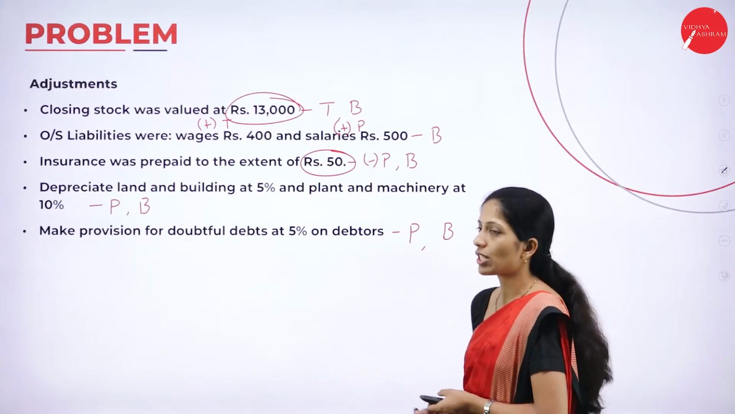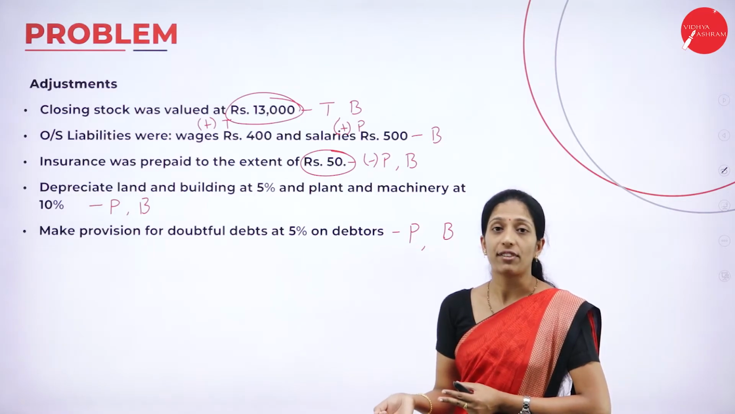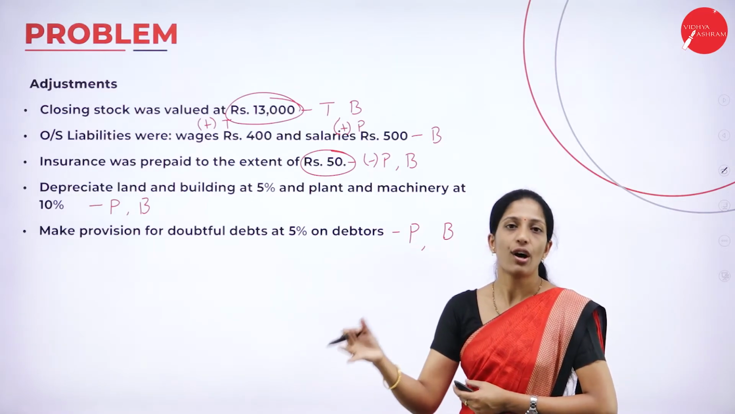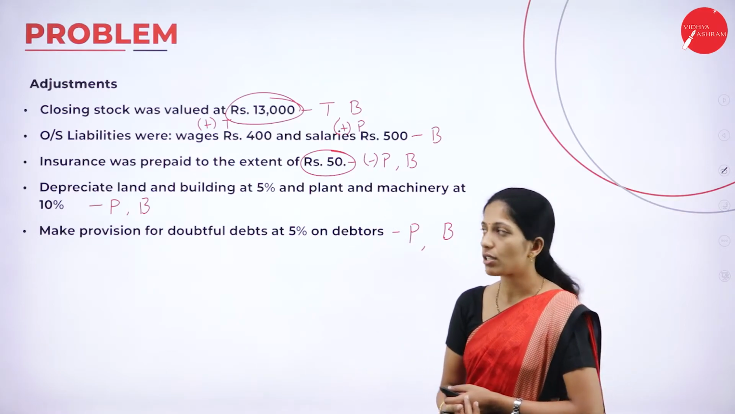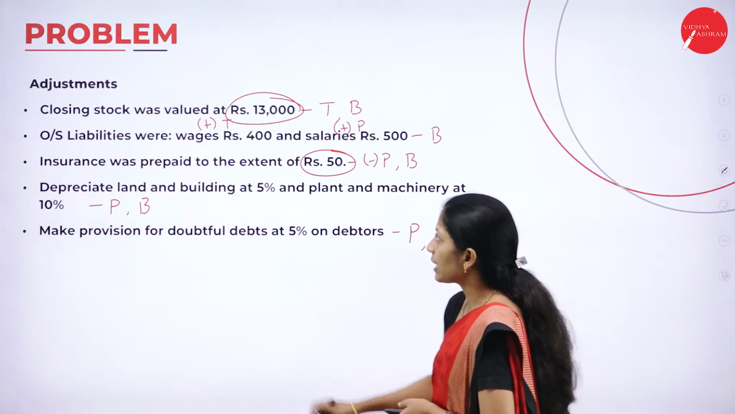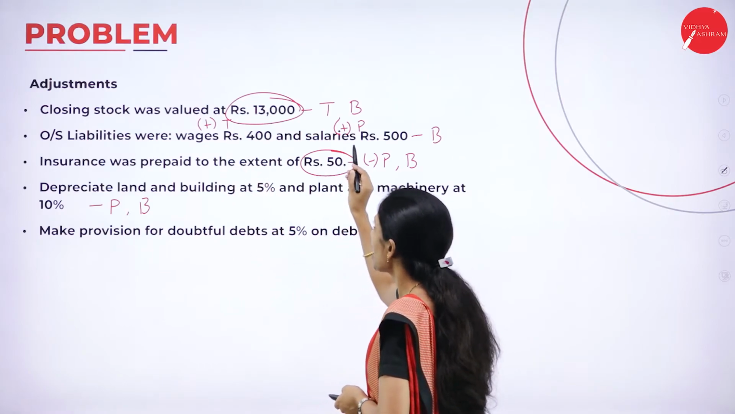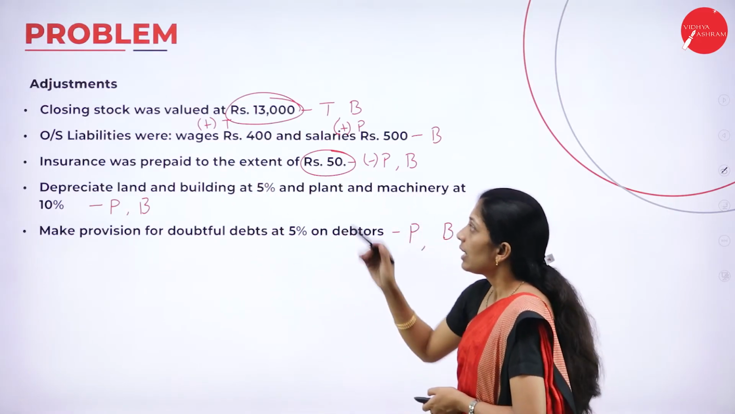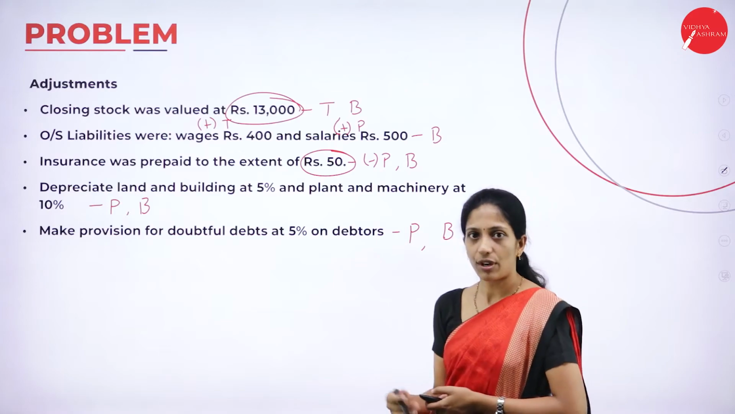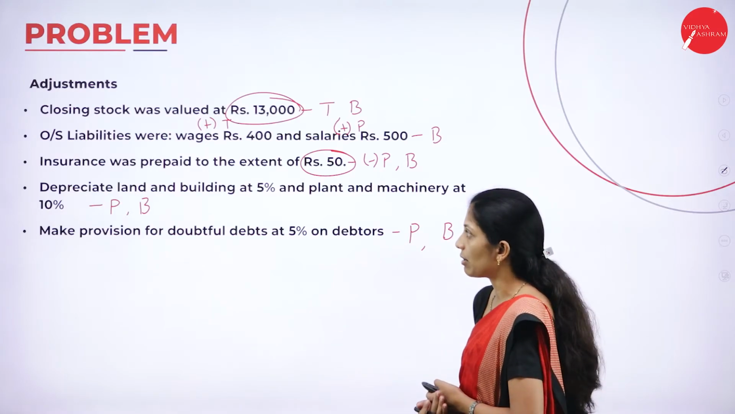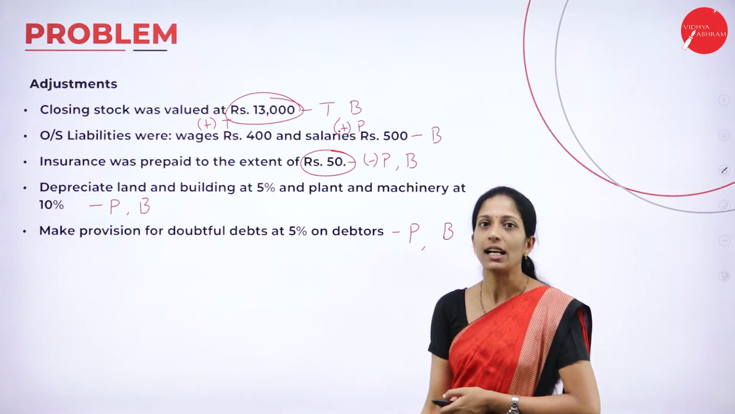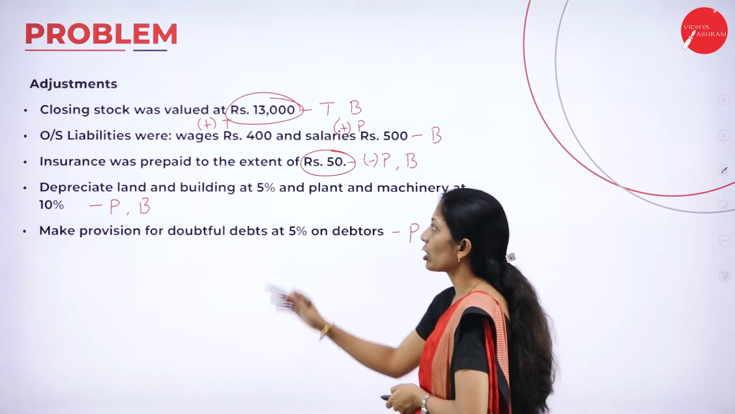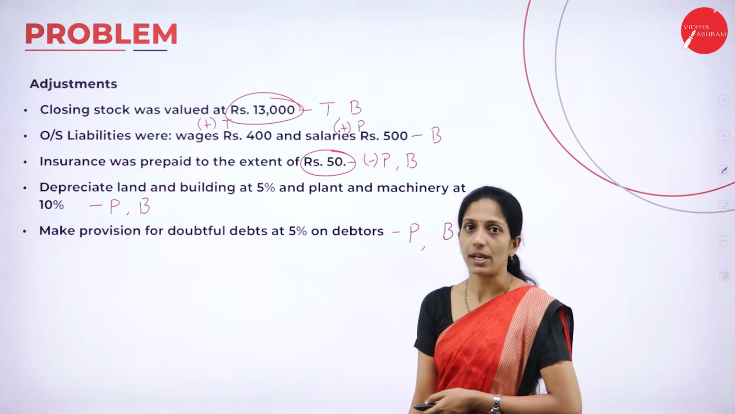Now go through the adjustment. At least once you would have recorded either in trading account or in profit and loss account. Closing stock we have recorded in trading account. Outstanding salary, so we have added to wages and we have added to salary. Insurance we have deducted from the insurance in profit and loss account. Depreciation we have not taken yet, we shall take depreciation in the debit side. So depreciation on land and building at 5%.